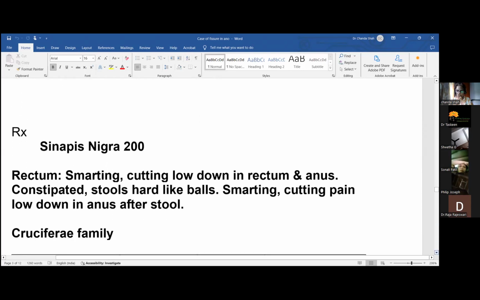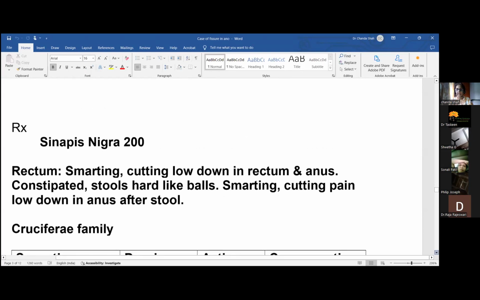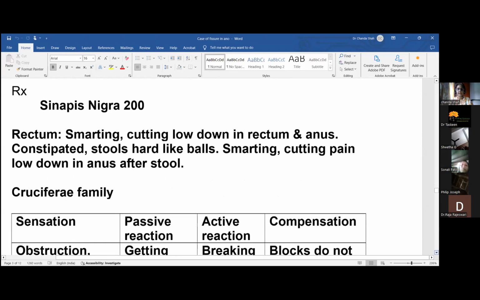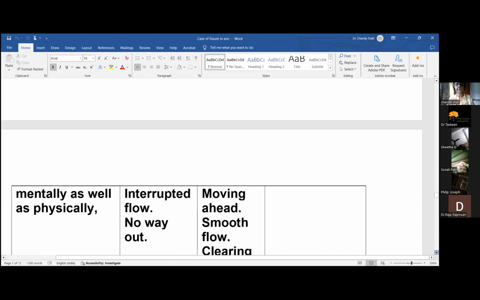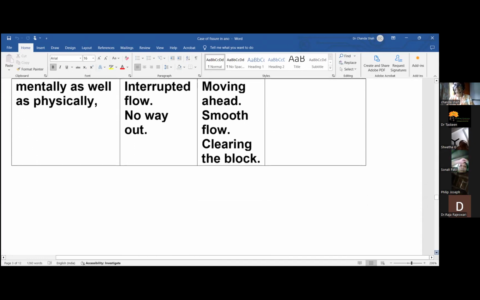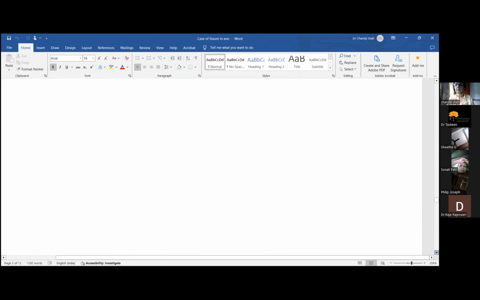So again, this patient I've given Sinapis nigra. And the rectum symptoms are this: smarting, cutting down in rectum and anus, constipated, stool hard like balls. Smarting, cutting pain, low down in anus after stool. Okay. And this is again the sensation of Cruciferae family. Okay. That's it.